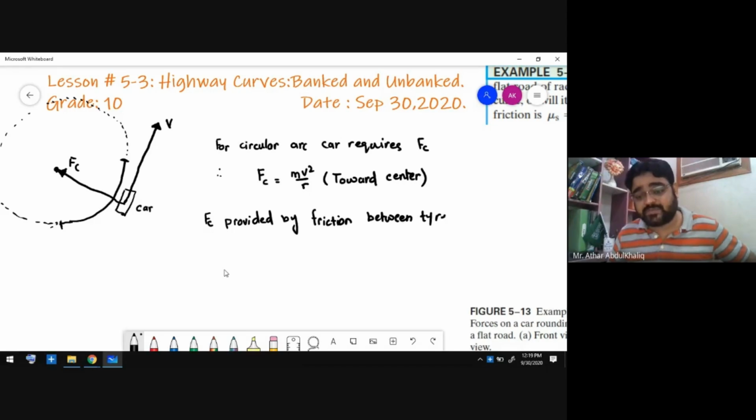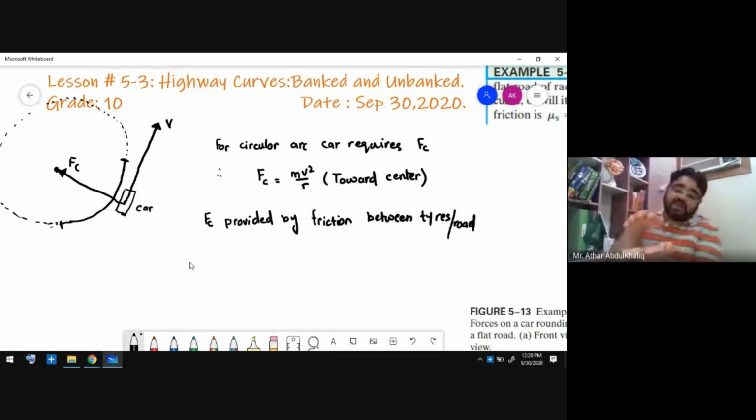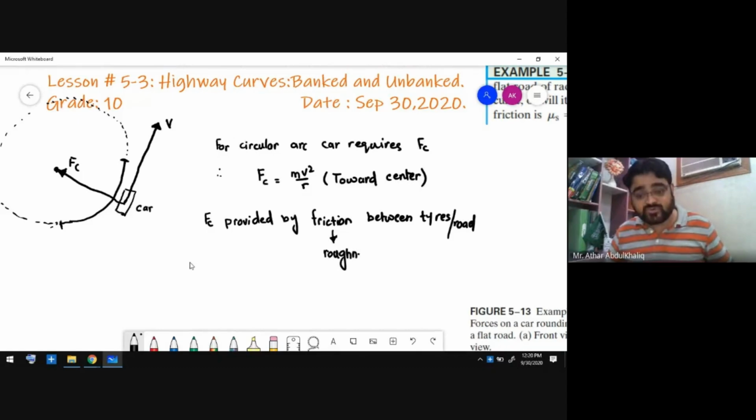Between tire and road, if the tires of the car and the road have enough roughness, friction means roughness. When you use the word friction, it means we are talking about how rough the surface is. The more roughness of the surface, the more friction.